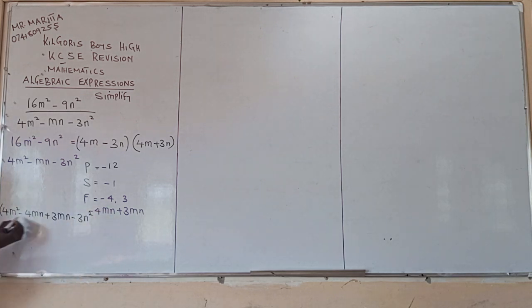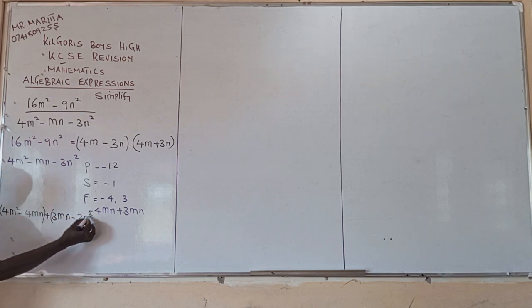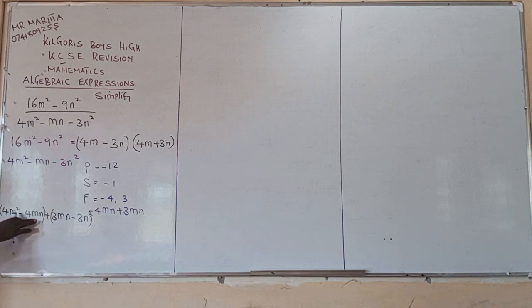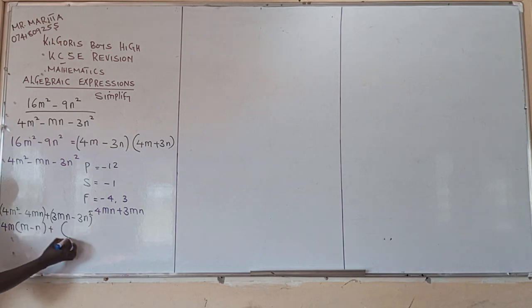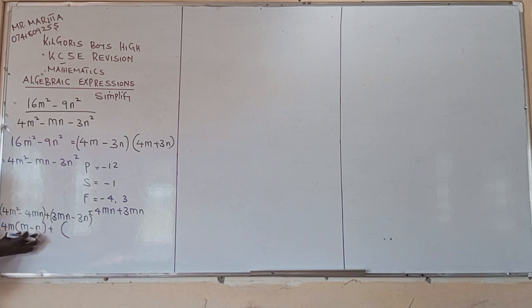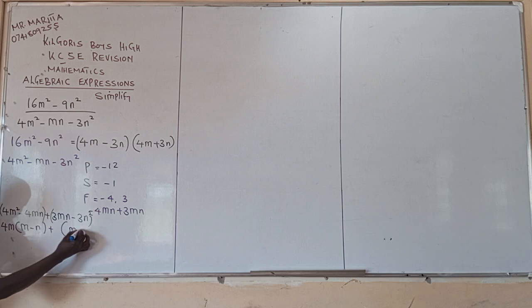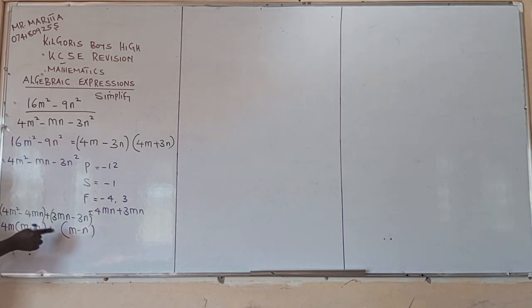So you can group this into two pairs. You find the common factor between 4m squared and 4mn. So we factor out 4m, then we have m minus n, then plus. On this side, we can transform this one as m minus n, and then you find the common factor between 3mn minus 3n squared. In this case we have 3 and 3, then we have n and n, so we have this one as 3n.